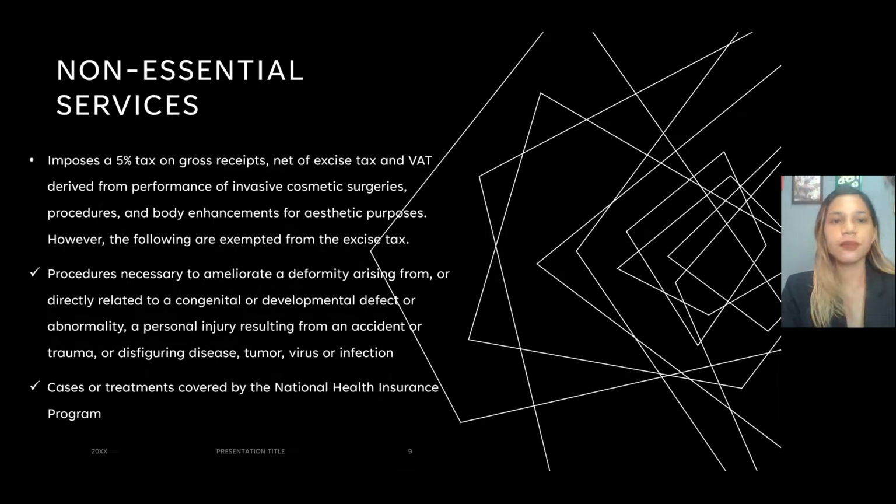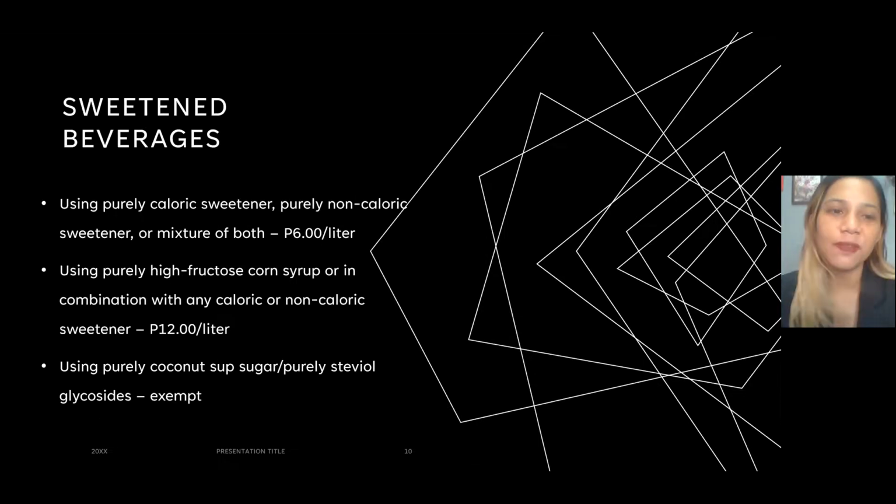On the other hand, the sweetened beverages are taxed at 6 pesos per liter using purely caloric sweetener, purely non-caloric sweetener, or mixtures of both, and 12 pesos per liter for purely high fructose corn syrup or a combination with any caloric or non-caloric sweetener. Lastly, it is exempt if it is purely coconut sugar or purely steviol glycosides.